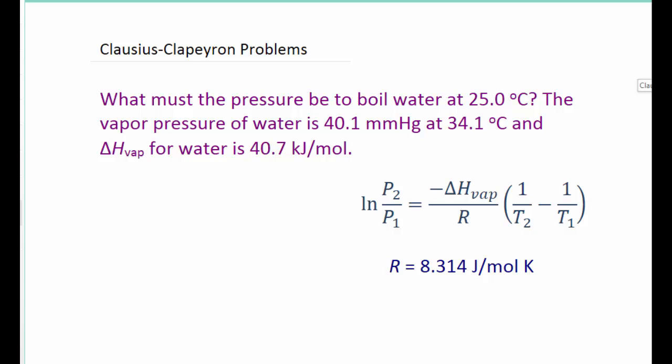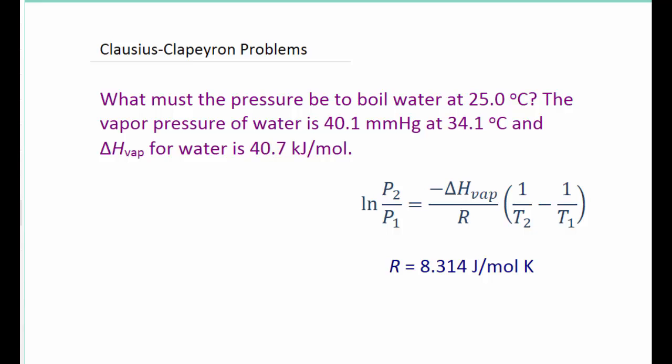What must the pressure be to boil water at 25.0 C? Vapor pressure of water is 40.1 millimeters of mercury at 34.1 C. So that's just one pair. We could have given you any vapor pressure of water. We could have given you the boiling point of water. We could have said that it is 760 at 100. That's the regular boiling point. That would have worked just the same.